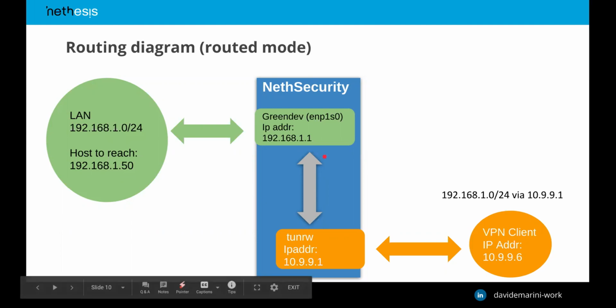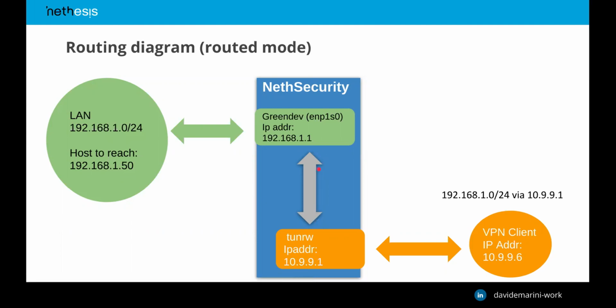Requests are managed by NetServer, which sends them to its green interface. Now traffic is sent from NetServer to the host, exiting interface EMP1S0. Requests will reach the host, and since they come from another network, the host will send replies to its default gateway, which is NetServer. NetServer can route replies back to the VPN client.